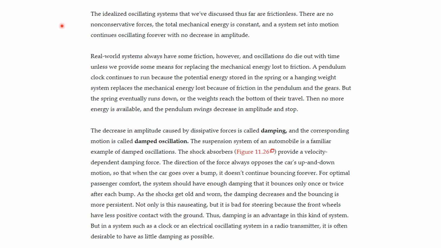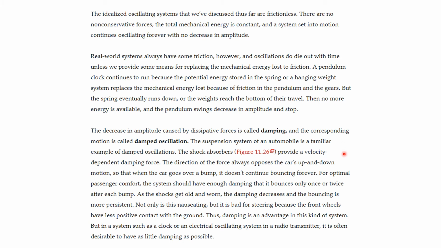Now, idealized oscillation systems are frictionless, but real-world situations have friction and things get damped. The decrease in amplitude caused by these dissipative forces, such as friction, is called damping, and the corresponding motion is damped oscillation. The suspension system of an automobile is a familiar example of damped oscillation.